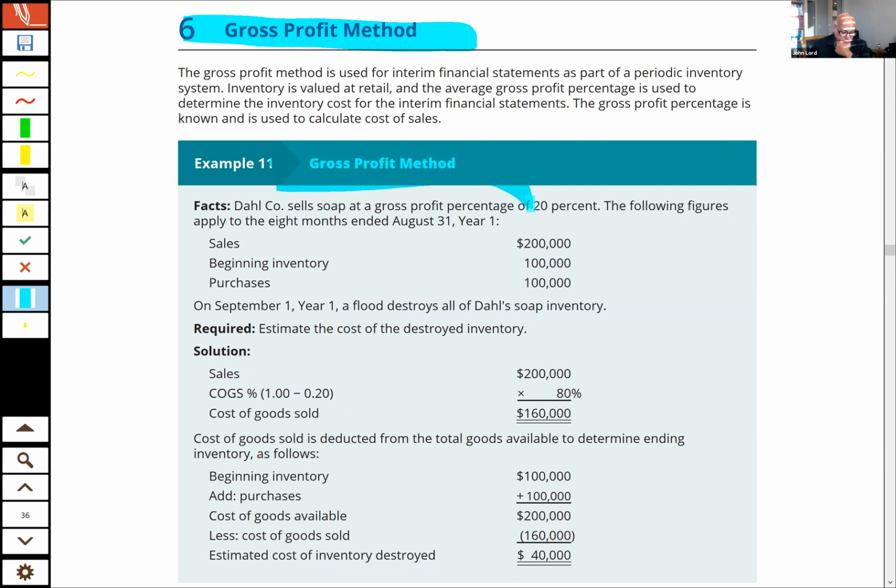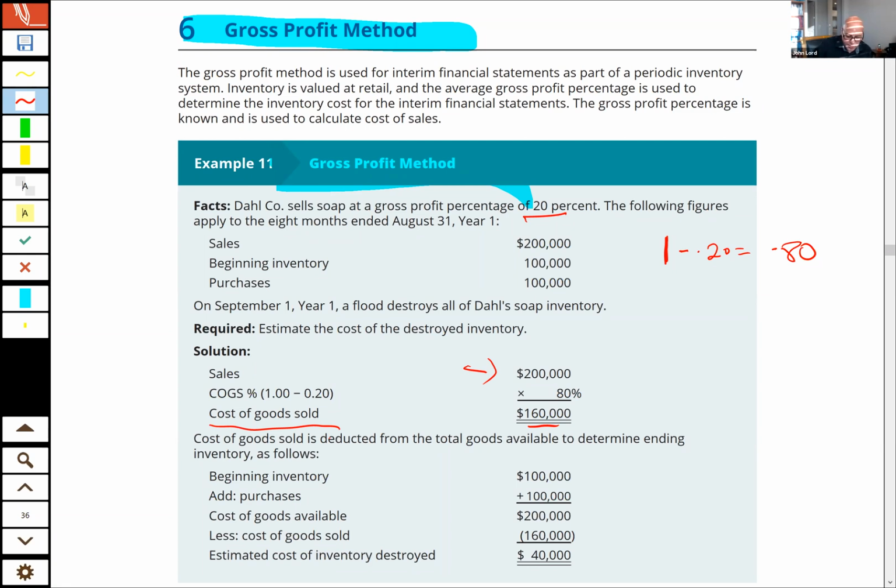What happens here? Well, with the gross profit method, if they tell you you have a gross profit of 20%, you can take 1 minus what? The 0.2, and you've got a cost complement of 80%. Now that is useful because then you can take your sales, multiply that by the cost complement, and now you've got your cost of goods sold.